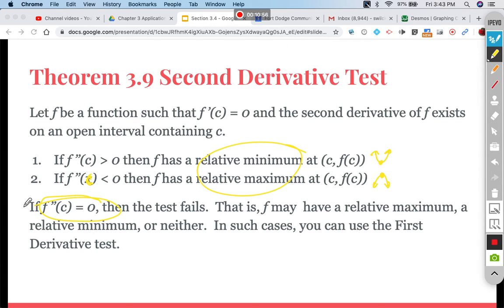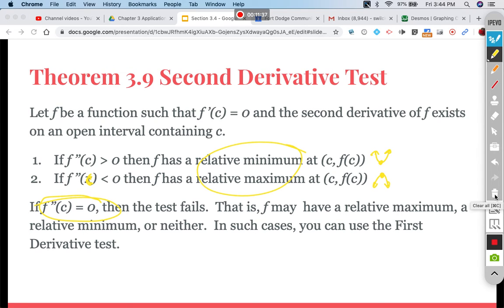If the second derivative equals 0, the test fails. You cannot use the second derivative test. It may be a relative maximum. It may be a relative minimum. It could be neither one of those. But at that point, if you check a critical point on the second derivative and you get 0, you're going to have to go back to the first derivative test and look on either side of that point. Is it increasing or is it decreasing? To tell it if it's a relative minimum or a relative maximum.